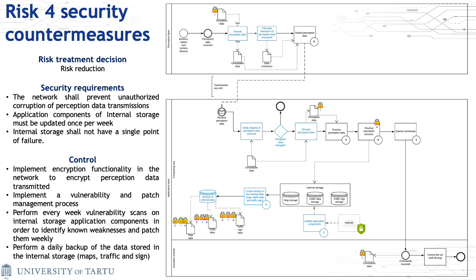In the diagram we can see in blue all the countermeasures that we have defined. First of all, we have the encryption of the perception data with a checksum verification. In case this verification doesn't match the original message, we don't process this information. And also for internal storage, we have established the backup as a countermeasure. So in case there is an issue with our internal storage, we can recover the backup and restore our operations. And finally, we have enabled a secure connection to the internet for updating all the application components of the internal storage.